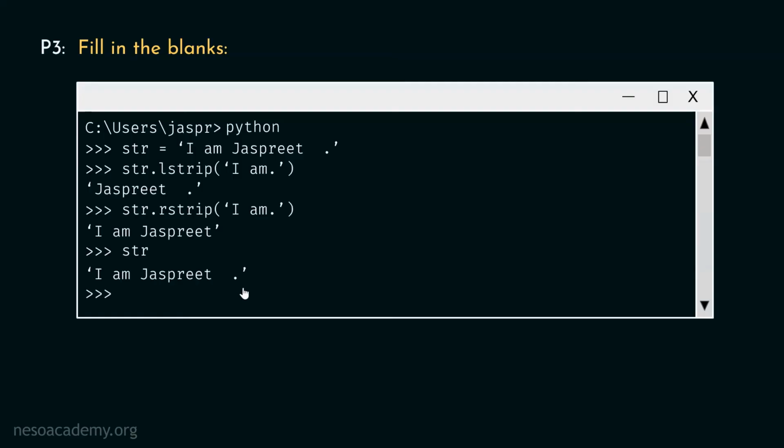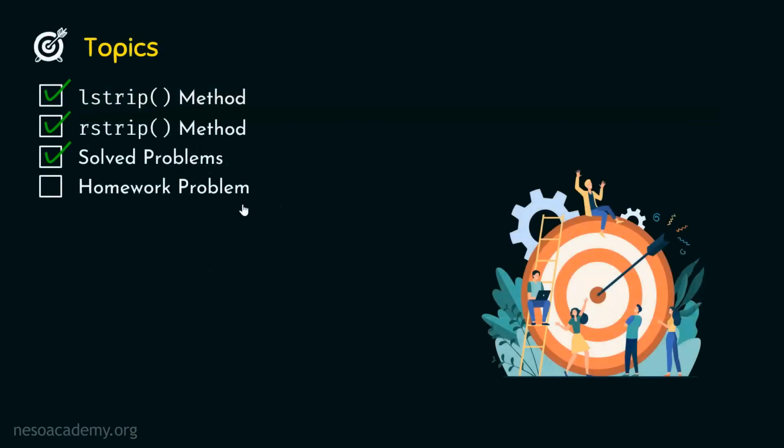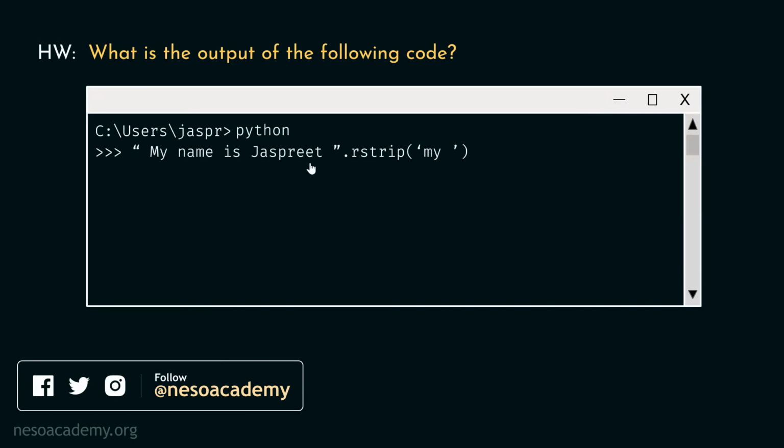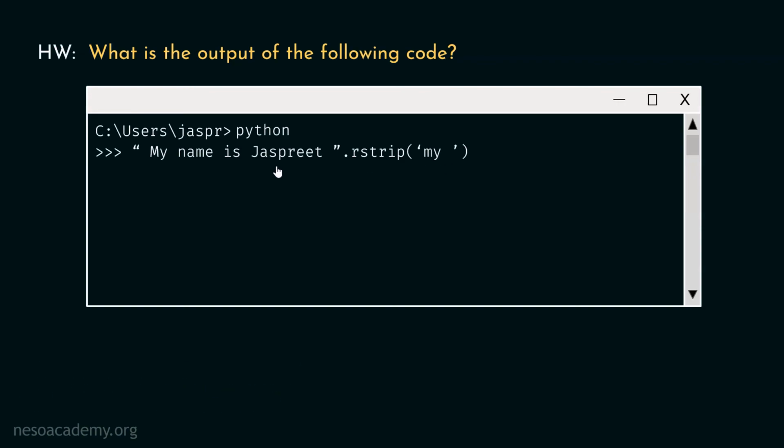I hope with this problem, the entire concept of lstrip and rstrip is completely clear. Now, let's move on to the homework problem. What is the output of the following code? We have this code, my name is Jaspreet, this entire string, and dot rstrip. And to this rstrip method, I have provided 3 characters, m, y, and white space. Now your job is to determine what happens to the string and what would be the output in this case.